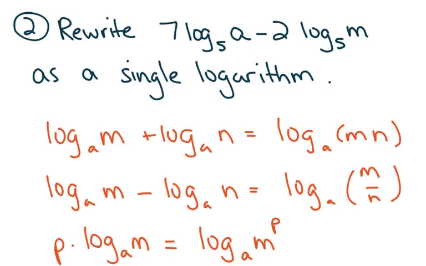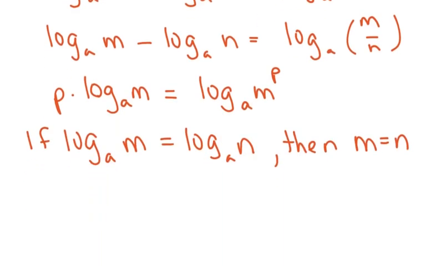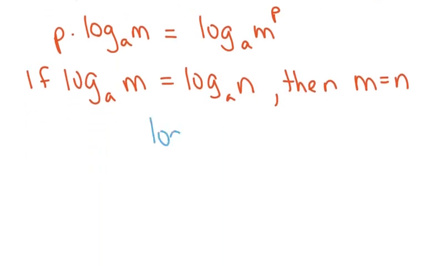All right, so first of all, if you have a number in front of the log, it's going to go away first. It's going to become the exponent. So the first thing I'm going to do, I'm going to rewrite that as log base 5 of a to the 7th minus log base 5 of m to the 2nd.